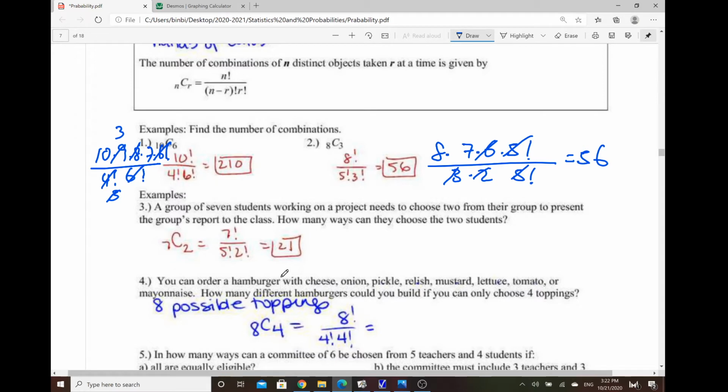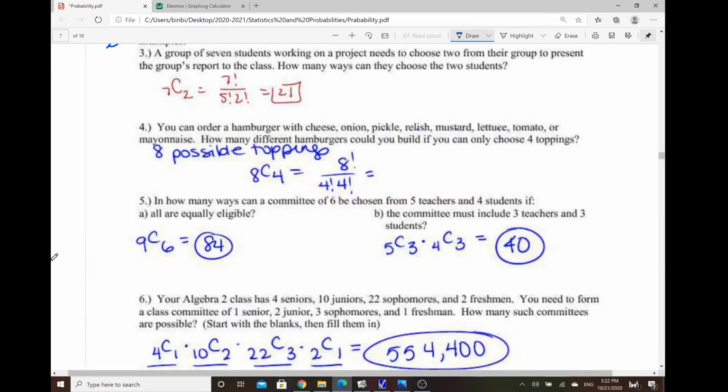And you can order a hamburger with cheese, onion, pickle, relish, mustard, lettuce, tomato, or mayonnaise. How many different hamburgers could you build if you can only choose 4 toppings? So 8 choose 4, so 8 factorial over 4 factorial, 4 factorial. Eventually this is going to be 8 times 7 times 6 times 5 times 4 factorial. One of those 4 factorials got cancelled. The denominator you have 4 times 3 times 2 times 1. So 4 times 2, that's 8, so 8 got cancelled. 3 goes into 6 twice. So 10 times 7, that'd be 70 different ways to choose.